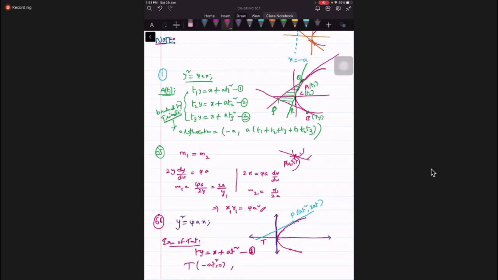And the tangent at vertex. Tangent at vertex A, right? At A, this point. Students, tangent at vertex means x is 0, no? If you substitute x is 0, y equal to at. Next we already have that. Then now TP, what is that?